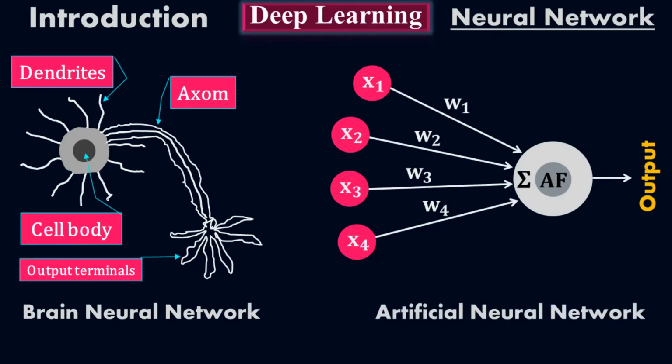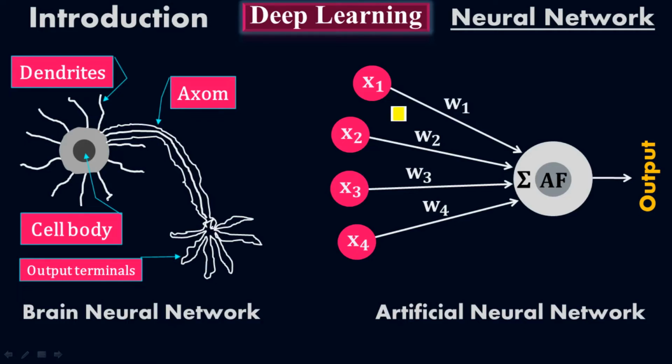Now let's do some comparison between the artificial neural network and the biological neural network. On the left side, as I said, it is the brain neural network in the nervous system. It is a biological neural network where this is my cell body. These terminals are the dendrites which receive inputs. The cell body then decides to pass the information through the axon to the output terminals here. With the help of these output terminals, we get output.